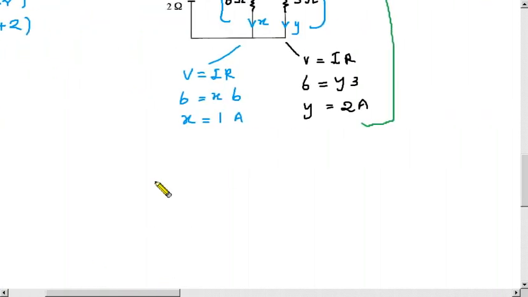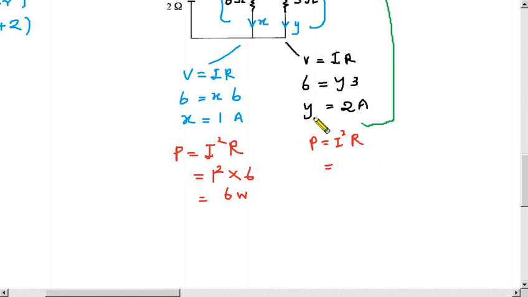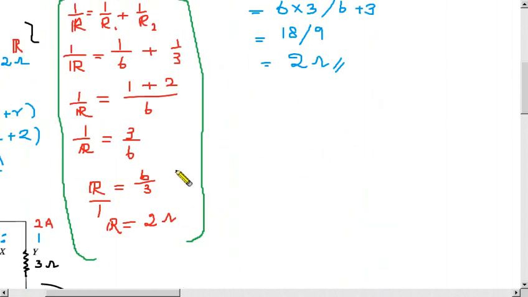After that you have to go further the same way. The power we have to find out, P equals I squared R. So we know I is 1 ampere, squared, R is 6, then 6 watt. Then here also P equals I squared R. The current we have found Y, 2 squared times 3, 4 times 3 is 12. So these are the final answers, 6 watt and 12 watt.